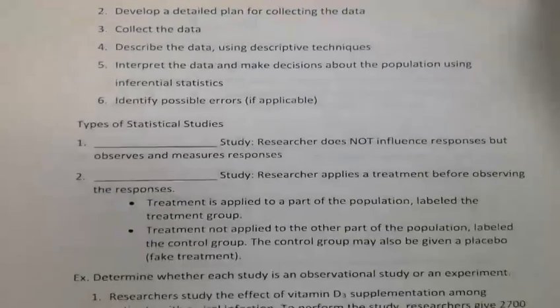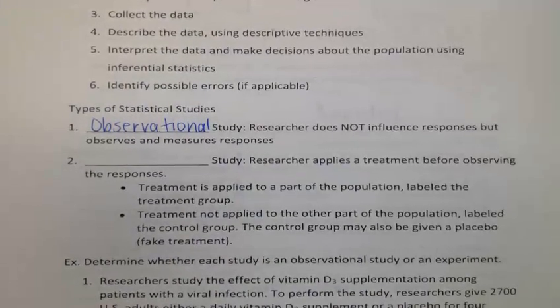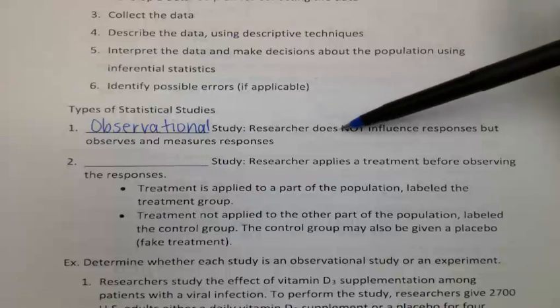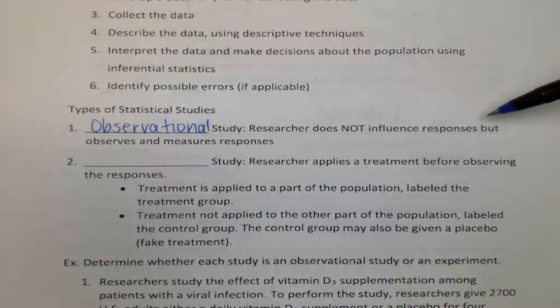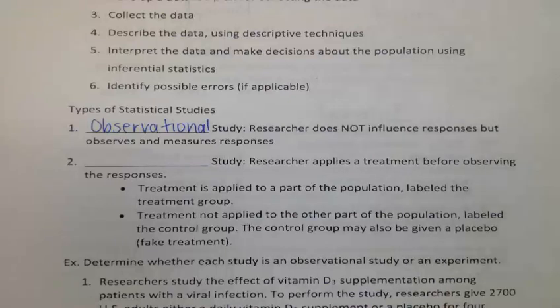All right. So first, we talk about types of statistical studies. The first type is observational. An observational study: the researcher does not influence responses, but observes and measures responses. So there's nothing introduced. The researcher just goes in, does what needs to be done, and then collects the data. All right.